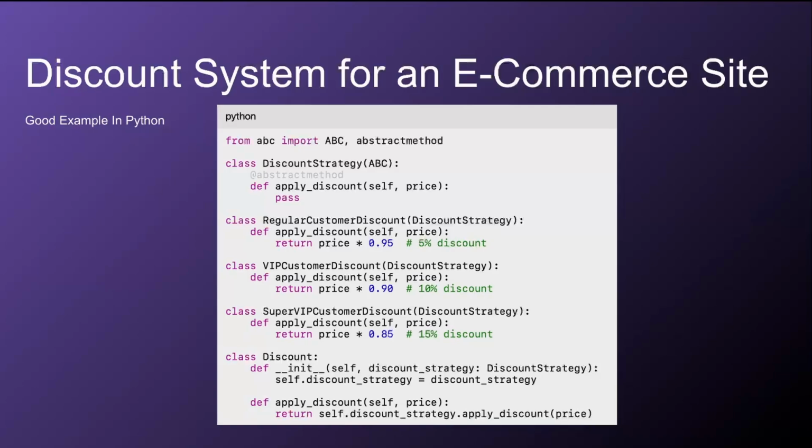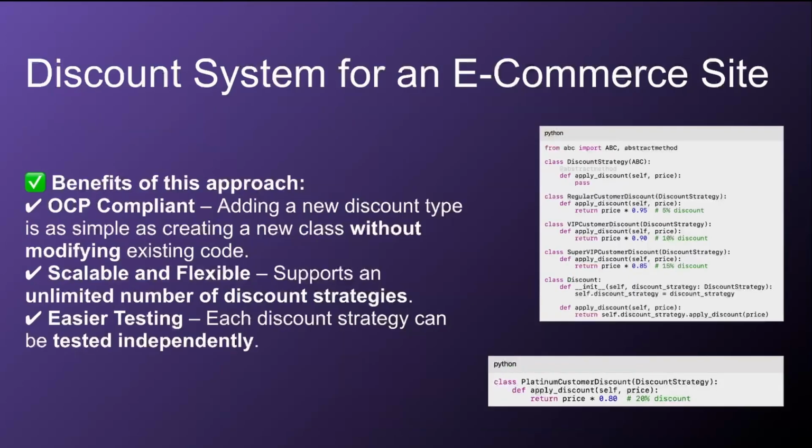So now this code is following the OCP principle. Let's see how. First of all, if we decide that we now want to add one more discount type, platinum, in that case we'll just declare a new class, PlatinumCustomerDiscount, and define how it is going to apply the discount with the help of price. And the Discount class doesn't need any change. It will just take the PlatinumCustomerDiscount and call the apply_discount method of this exact discount strategy with the help of price. So it is working without modification in any of the existing classes.